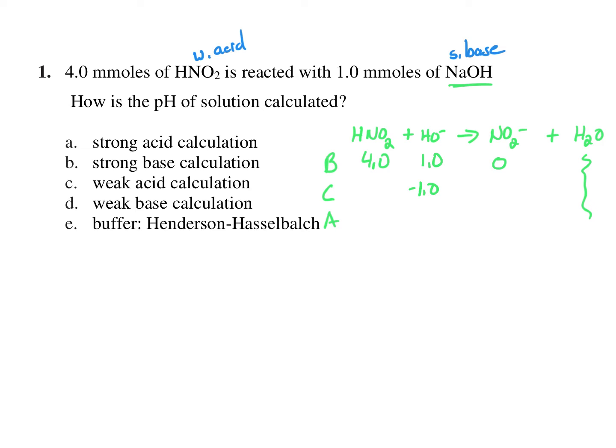All of our strong base is going to react and consume 1 millimole of our weak acid. So we have 3 millimoles of our weak acid remaining. We don't have any of our strong base, but we have generated 1 millimole of our conjugate weak base. So this is a buffer solution. We have a weak conjugate acid-base pair in solution.